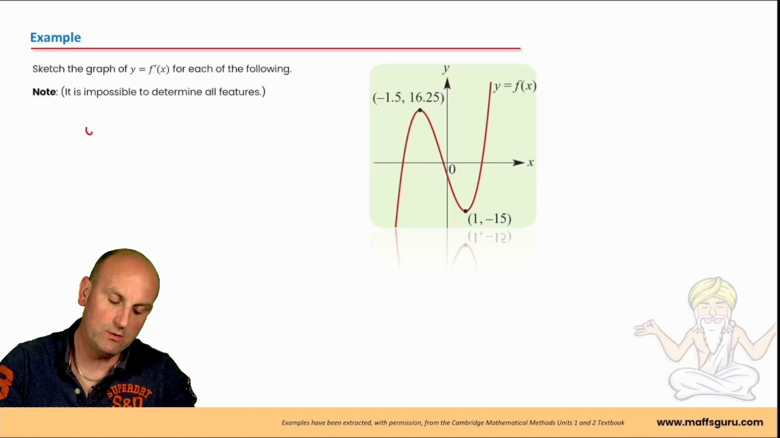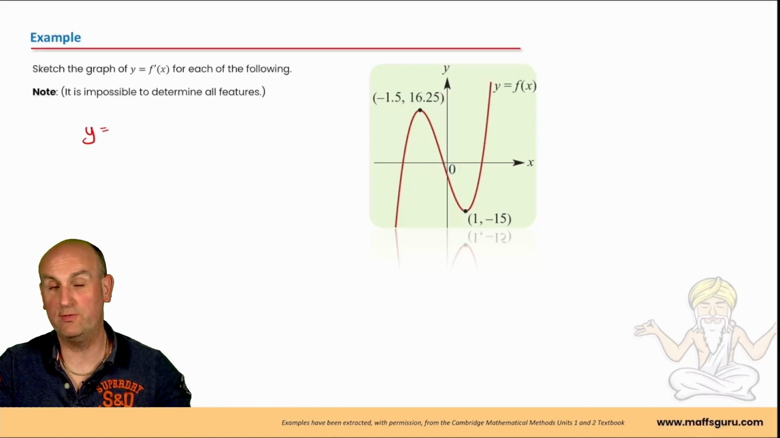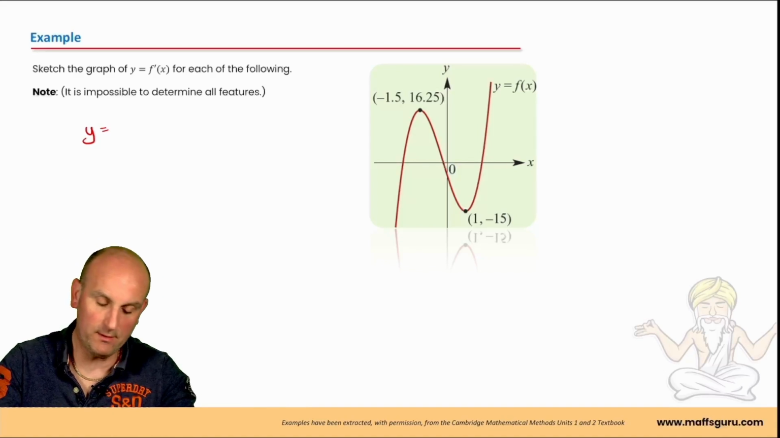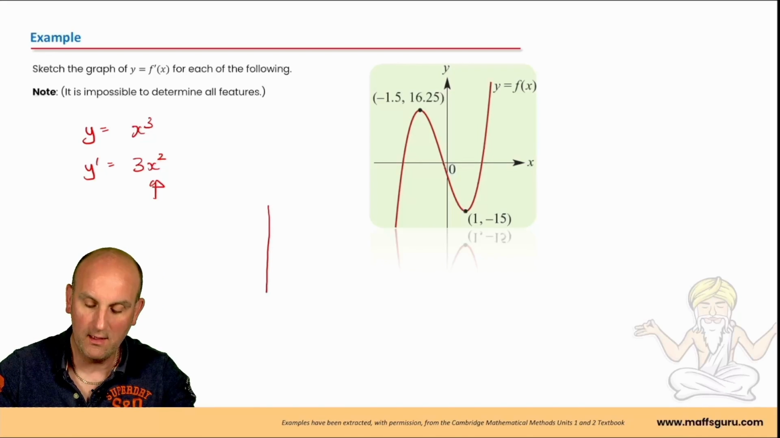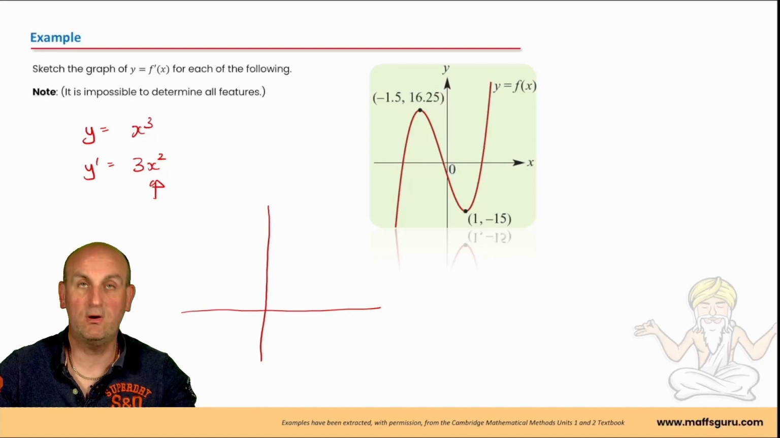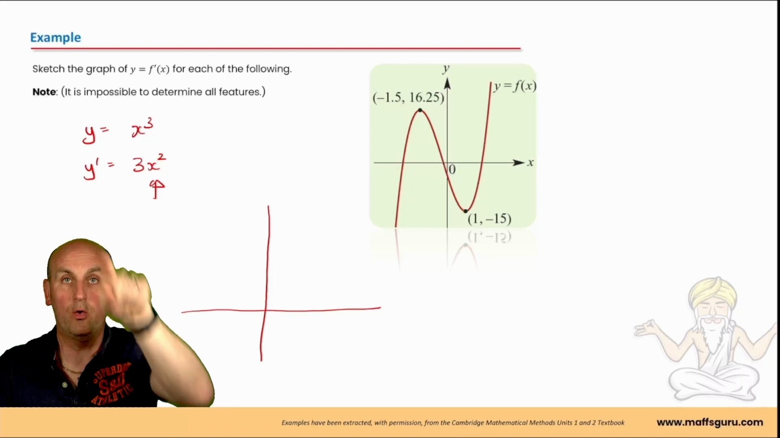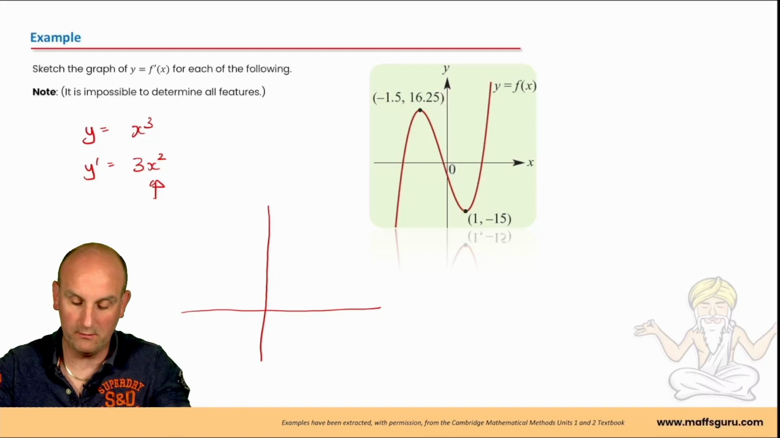Well, I'm going to turn around and say, roughly speaking, what could that function be? It's probably some sort of a cubic. So that means my y dash is going to be some form of a parabola. Before I go any further, I now know that my graph is either going to look something like this or something like that. Which one? I don't know at this moment in time.